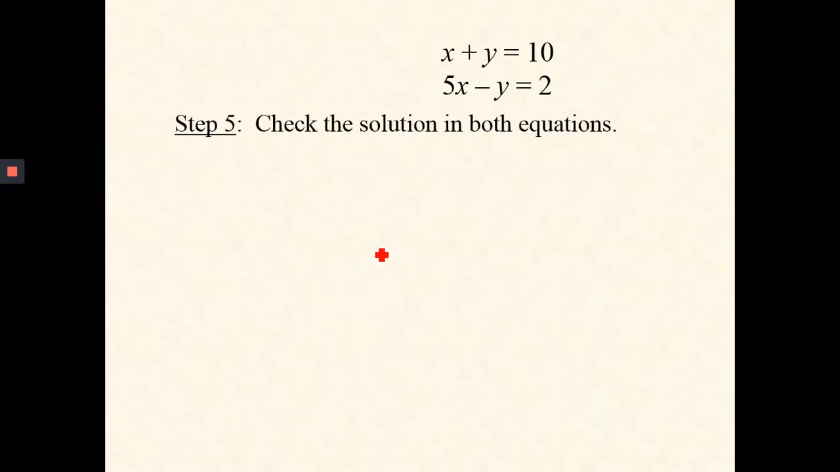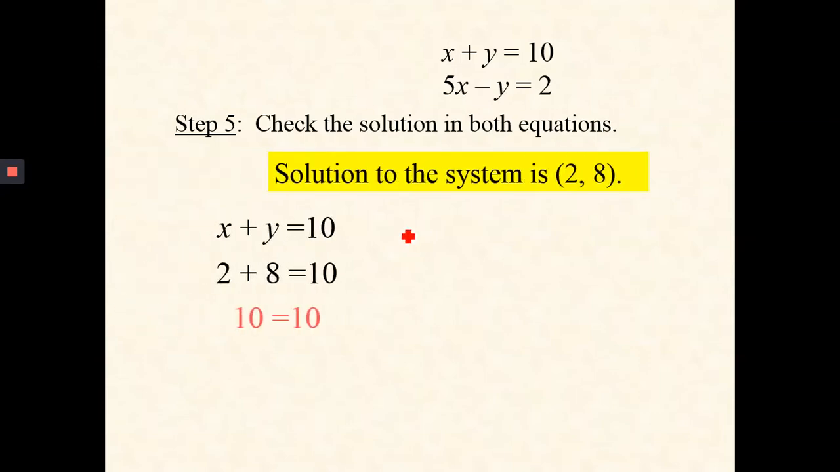Then, to justify our answer, let us do the checking. You're just going to substitute the value of x and y. x plus y equals 10. Your x is 2 plus your y is 8 equals 10. 2 plus 8 equals 10 and they are equal. So the statement is true.